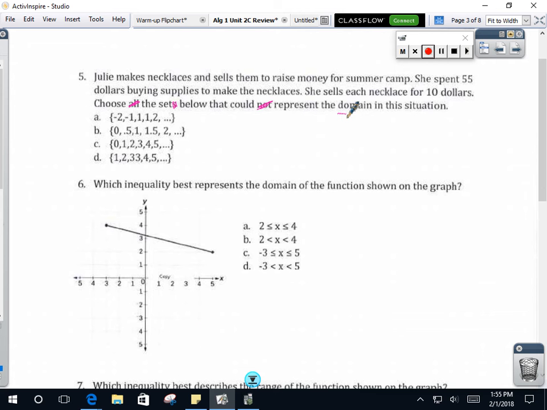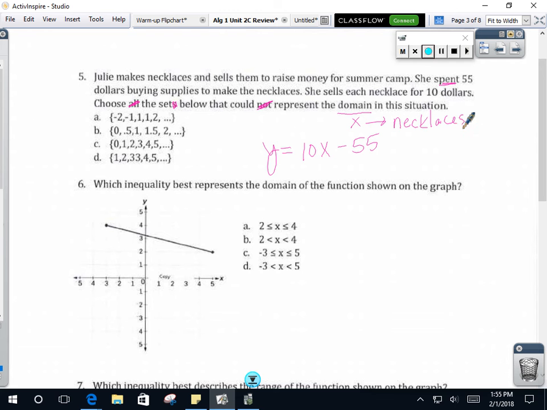Well, when you hear the word domain, you first think about x values. But you've got to know what the x values are in this scenario. Can anybody write the equation in slope-intercept form for this scenario? Okay, Naya. Minus 55 because that money's already spent, so she's already subtracted it from her earnings. Now, this comes from $10 per necklace. So X is necklaces.